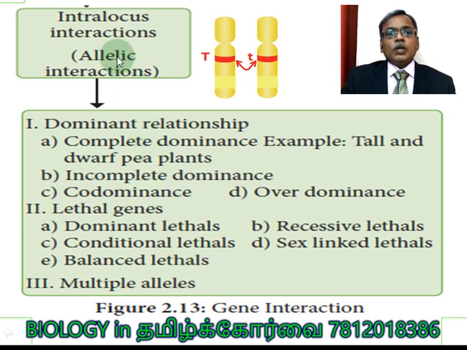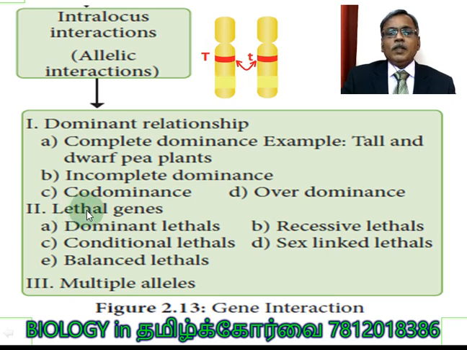Now the flowchart continues for intralocus or allelic interactions. Between the alleles of the same gene occupying the same gene locus, it is said to be intralocus interaction or allelic interaction, in which these are the types. This can be asked, as I already told you, in a 3-mark question. Number 1, dominant relationship: complete dominance, example tall and dwarf in pea plants; incomplete dominance, codominance, overdominance. These are the dominant relationships between the alleles.